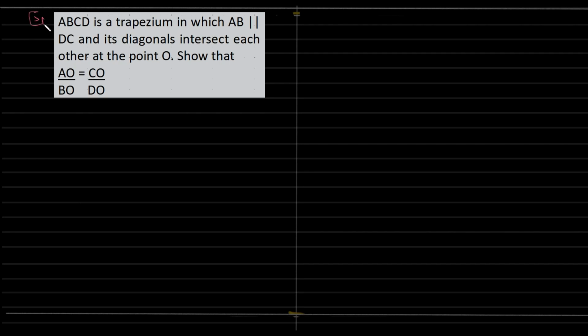ABCD is a trapezium in which AB is parallel to DC and its diagonals intersect each other at point O. Show that this is a ratio. So we have a trapezium. So what is a trapezium? To answer such questions or to know what is a trapezium in detail, please watch the basics.